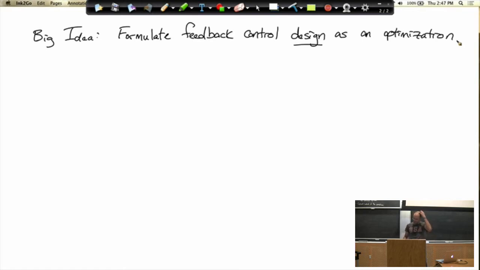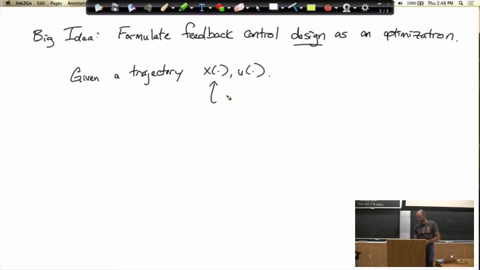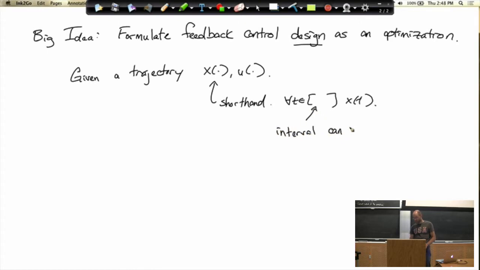So how do I formulate the feedback control design as an optimization? Somehow I need to associate a value or score with my objective. So the way we're going to do it is we're going to say, given some trajectory of the system, for all t in some interval, x of t, and this interval, we'll see, can be finite or infinite, but I'll put a star there. We're going to come back to what that means in a second. But I want some trajectory. You let the system run, and then when you're done with that trajectory running, I need to be able to assign a score to that trajectory.